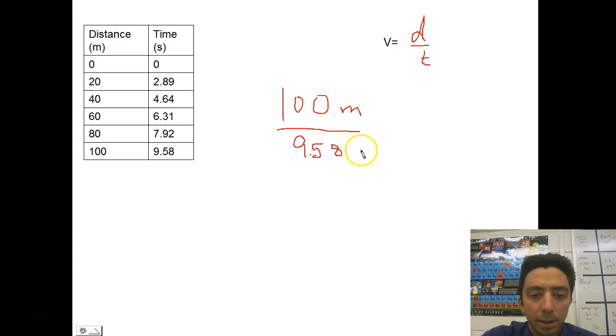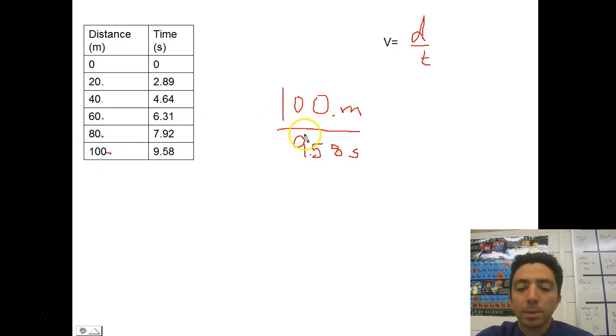9.58 seconds. And I forgot some decimal places here. Each of these should have a decimal place after them. They'll be important for our significant figures coming up. And so this is 100. meters.